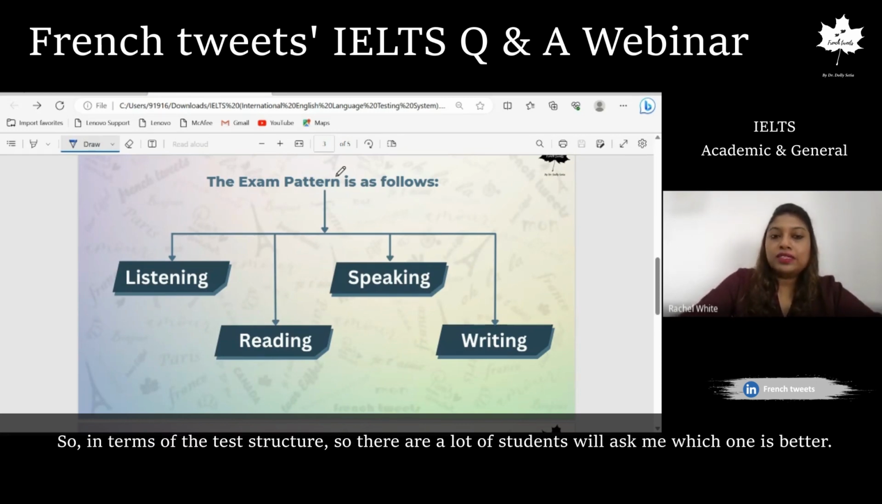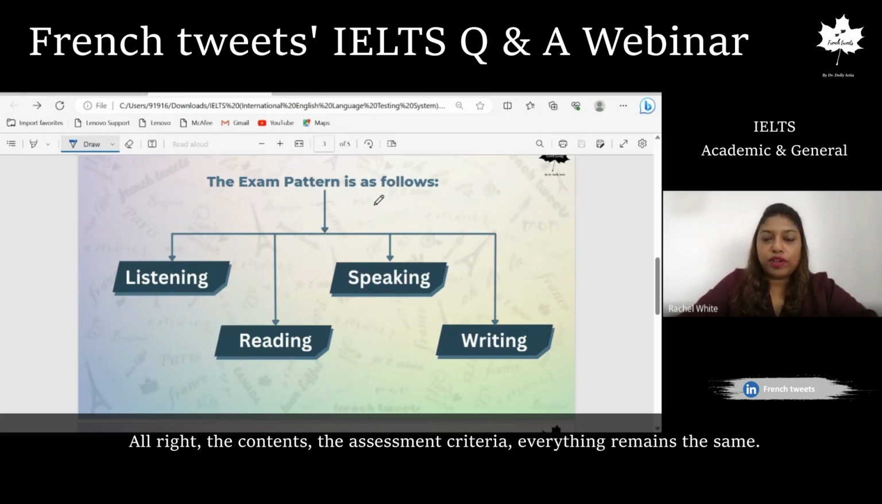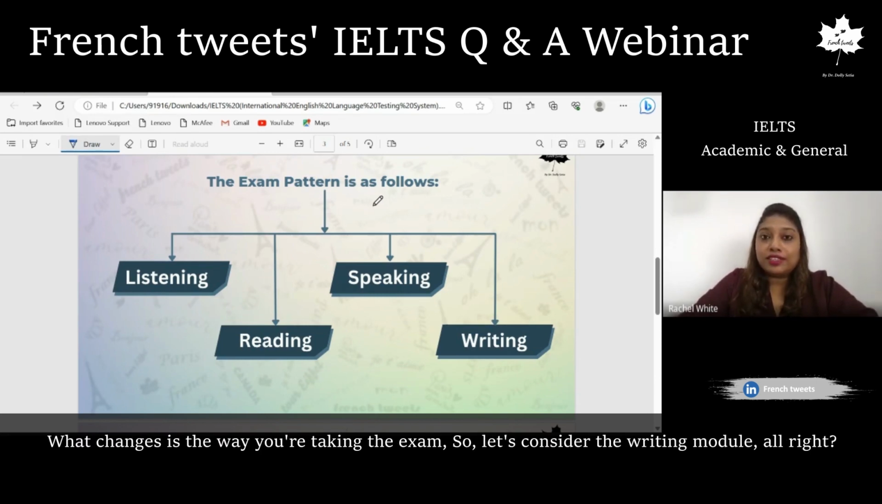So in terms of the test structure, there are a lot of students who ask me which one is better. Should I go ahead with the paper-based test or the computer-based test, right? So it's a valid question, but again, there's no difference between the test structure, all right? The contents, the assessment criteria, everything remain the same. What changes is the way you're giving the exam, right?